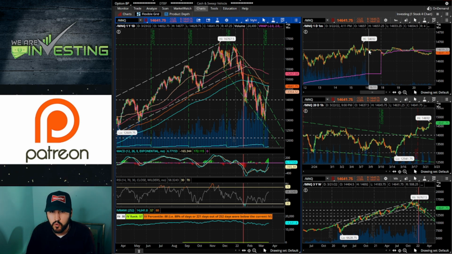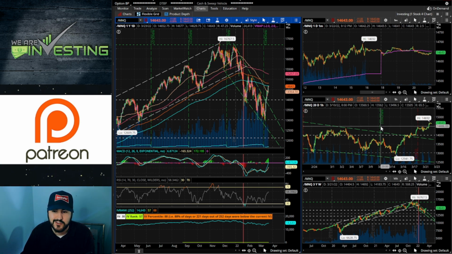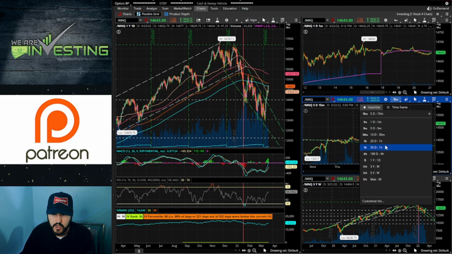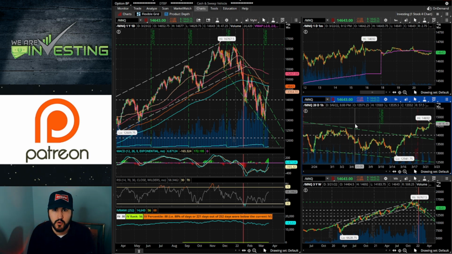This is a 1 day, 1 minute chart. So every candle represents 1 minute and the time frame is 1 day. Below it is the 20-day, 1 hour chart. So each candle represents 1 hour. This one I kind of flip between the 20-day, 1 hour and the 5-day, 15 minute, but we're going to keep it at the 20-day, 1 hour.